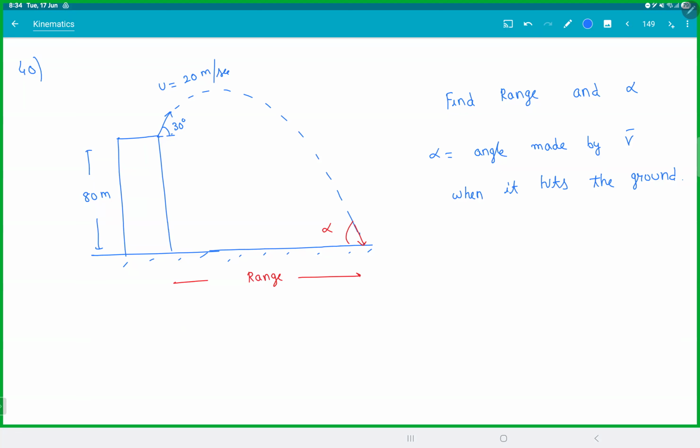In root 3, I hope you guys didn't use u square sine 2 theta by g. That formula is not valid. You can't use the range formula u square sine 2 theta by g. That is valid only if you're throwing and coming back to the same level.